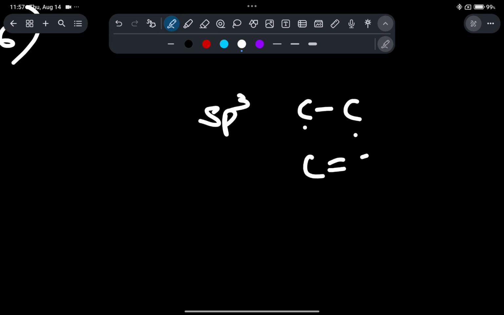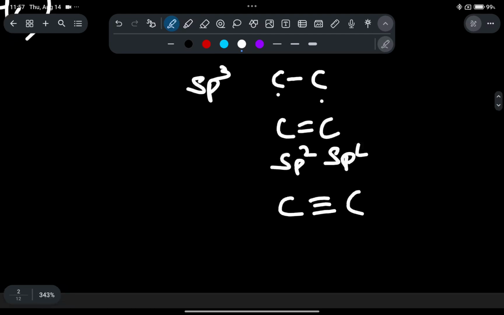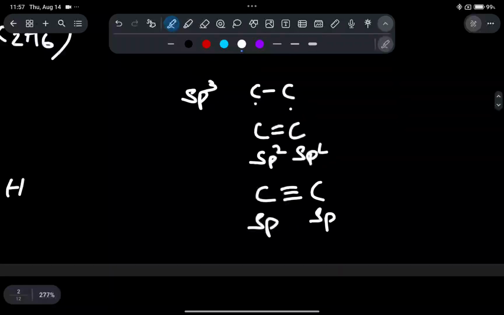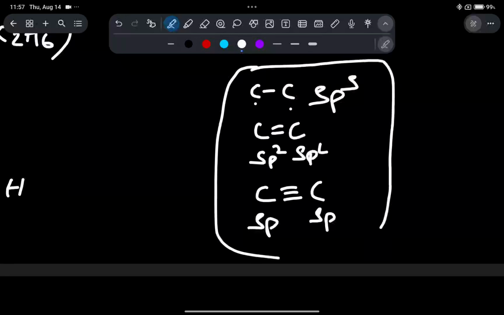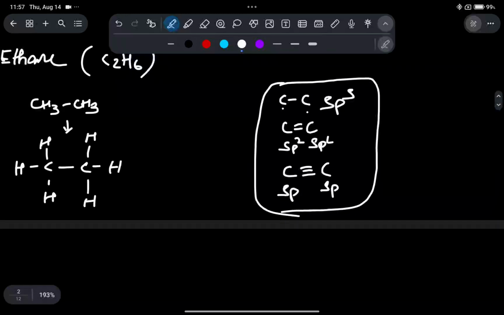And seeing a double bond C, this carbon is sp2 and this carbon is sp2. If you say C triple bond C, this carbon is sp, this carbon is sp. So in organic compounds you can directly know the hybridization, sp2, sp3, sp, by the bonds only. So no need to worry. By this simple trick you can know what the hybridization is.